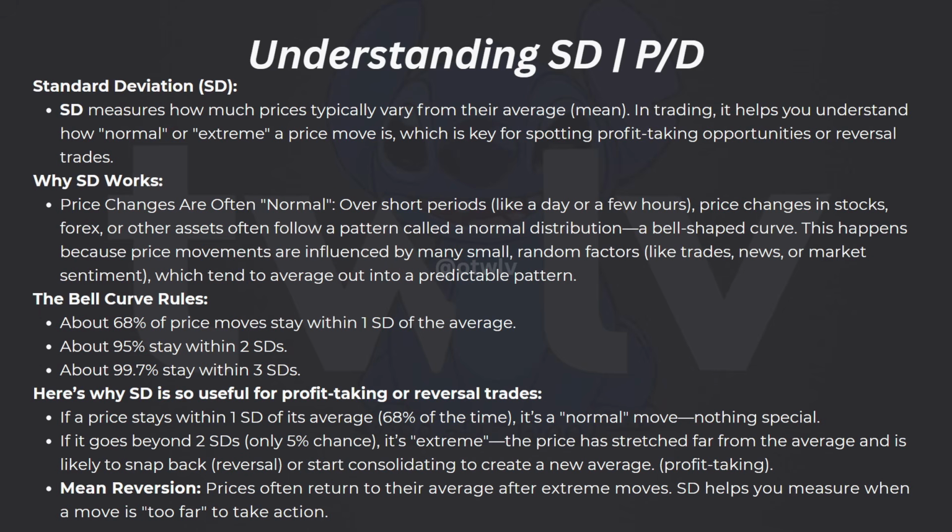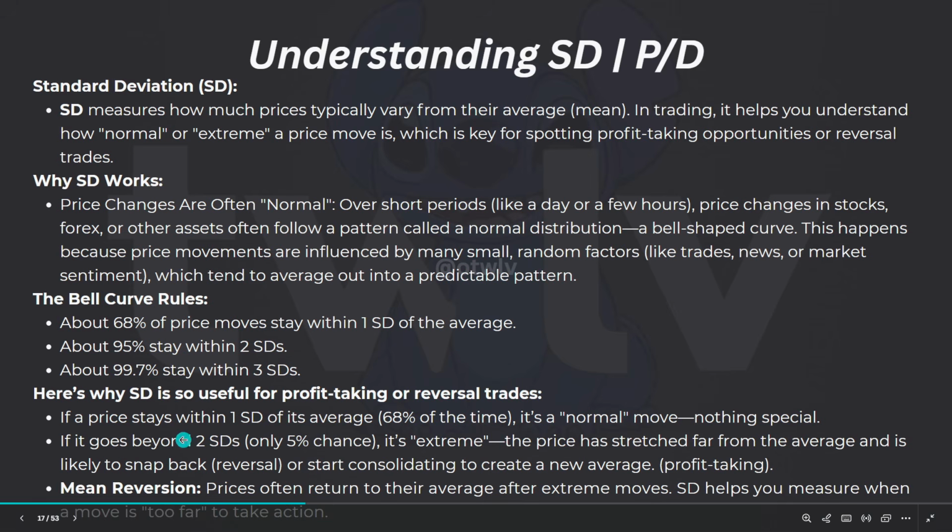How do we use them as reversals or profit taking? So if price stays within one standard deviation of its average 68% of the time, it's a normal move. Nothing special, meaning that's pretty much the range that price is in. That's the consolidation phase. So it doesn't matter if it moves inside the range within the one standard deviation, because that's how it generates liquidity as well. If it goes beyond, that's how it makes the higher high per se.